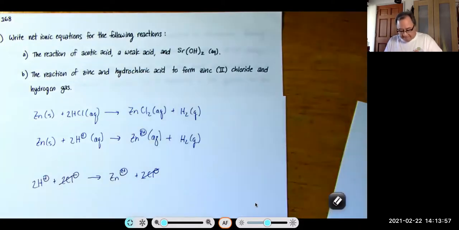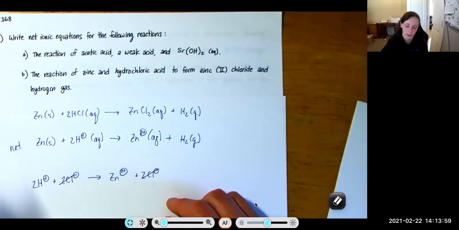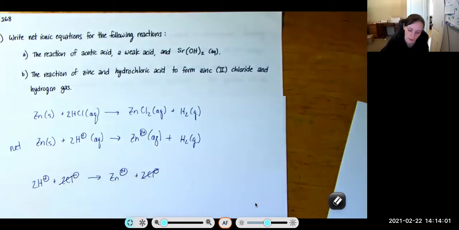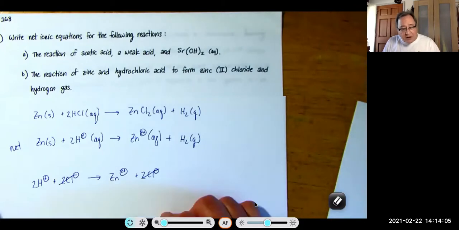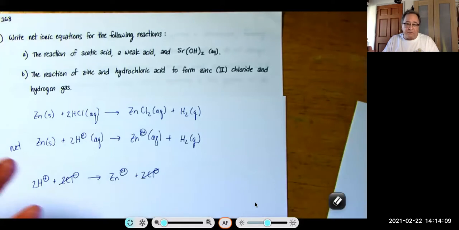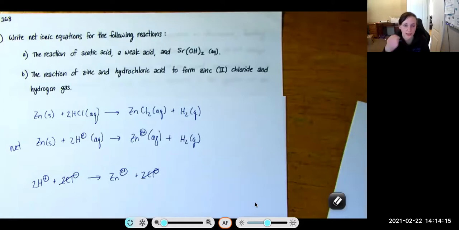So there's your net. Why is the zinc aqueous on the product side? Well, because of the chloride. Chlorides are soluble unless they're mixed with lead or silver. Those are the 2 big exceptions. So when we write the net, we take that into consideration.